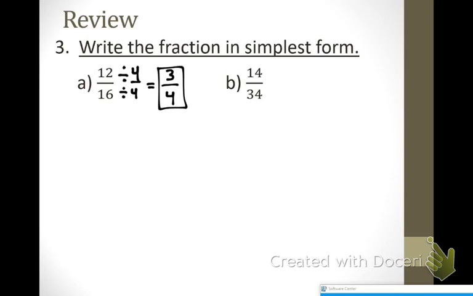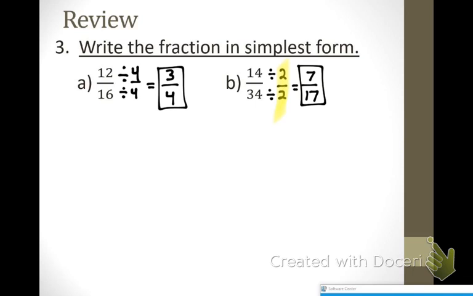14/34. What number goes into both of them? Isabel? 2. A 2. So you divide by 2 on top and bottom. Because if you remember, when I divide by 2 over 2, what number is 2 over 2? It's just the number 1. So you're just dividing by 1, which means you're getting yourself. What's my new answer? 7/17. 7 over 17, or 7/17.